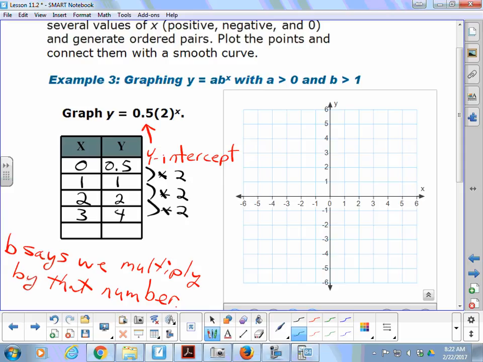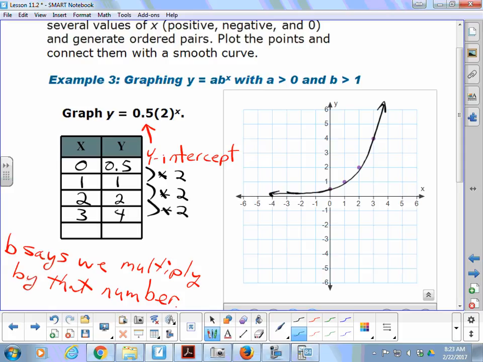And so then we can just plot those points and draw our graph. Think about it this way: the value of a, that first number, is our y-intercept, so when x is 0, that's my y value. Then whatever b is, we just multiply by that to get the next number. So when I go to graph this, we have the points (0, 0.5), (1, 1), (2, 2), and (3, 4). This graph is a nice smooth curve, so it looks like this. Make sure you have arrows on both ends, and this graph does not cross the x-axis. All the graphs we're going to draw today never cross the x-axis, so make sure you don't do that.